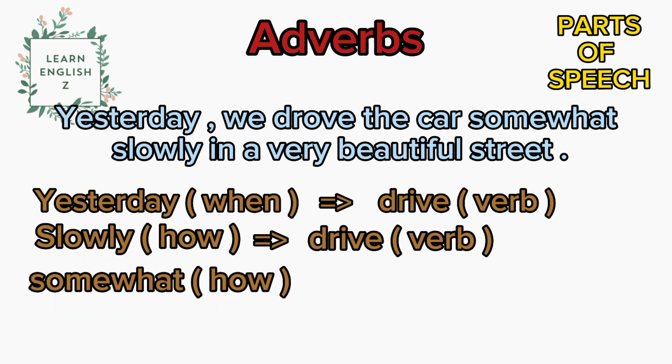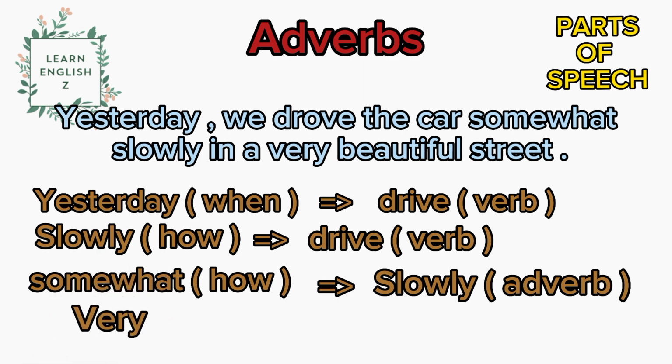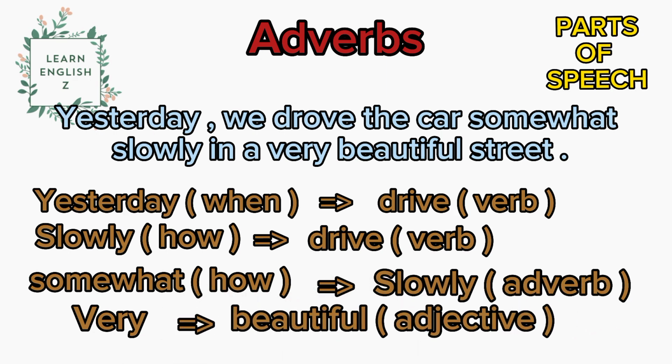The third adverb is somewhat. This adverb is actually giving us information about another adverb, which is slowly. It answers the question, how slowly did we drive? The fourth adverb is very. This adverb is giving us information about the adjective, beautiful.